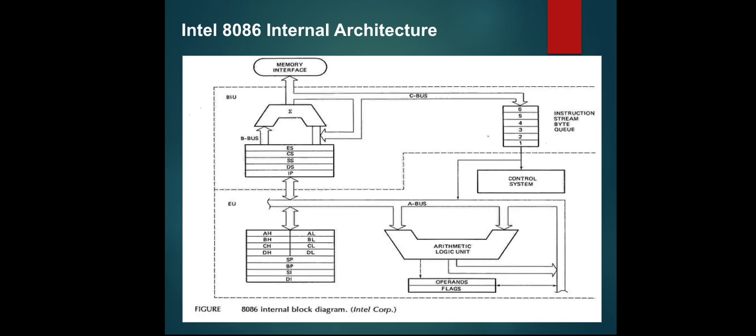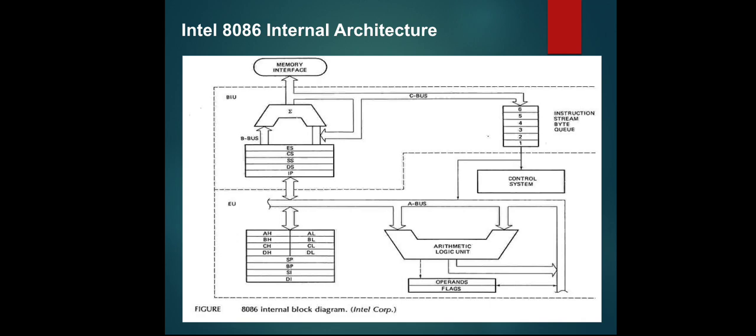Now let us look into the block diagram of the 8086 microprocessor. The internal architecture has been divided into two major blocks: the bus interface unit and the execution unit. The bus interface unit is generally used to provide the required data for execution purposes. The various blocks present in the bus interface unit are the address summer, segment registers, instruction pointer, and importantly the instruction stream byte queue. We are going to discuss this instruction stream byte queue in the further slides.